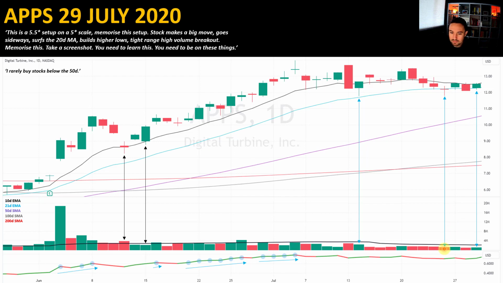What do you notice about the volume? There's not much volume. What does that tell you about supply? What does that tell you about selling pressure? There ain't much. It's a really, really constructive bar to see.